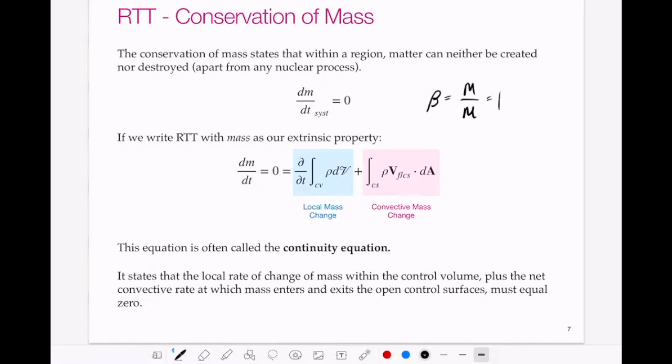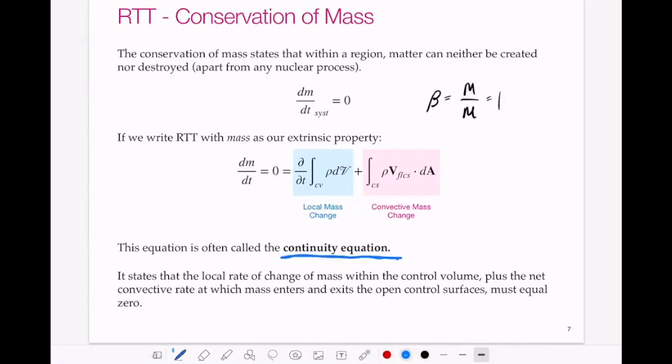And conservation of mass states that any region of matter, so a system, because a system is defined as a fixed amount of matter, can't be created or destroyed except for a nuclear process. So if we ignore nuclear processes, then the change of mass of our system is going to be 0. So the left-hand side of our equation becomes 0. And all we're left with is the local mass change within the control volume and the convective mass change due to mass entering and exiting the control volume through the control surface. And we call this the continuity equation.